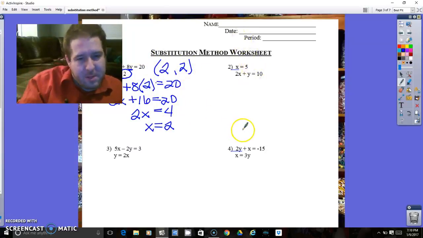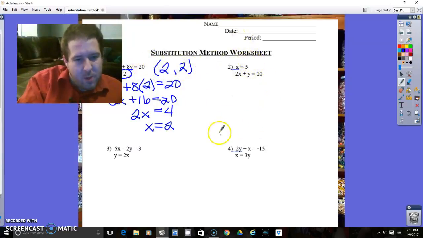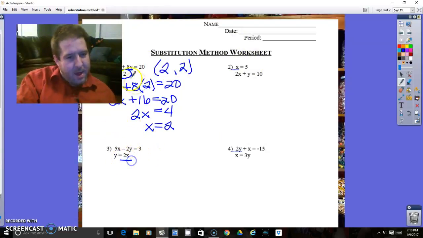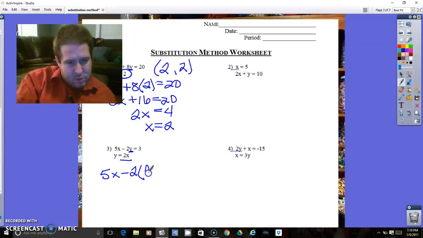Now, I'm just going to do half of these problems because question 1 and 2 happen to be the exact same, so let's skip down to number 3. So now we've got a little more than just a number for y, so we're going to take 2x and plug it in for y. 5 times x minus 2 times 2x, because that's what y is. We're going to take this and plug it right there, equals 3.